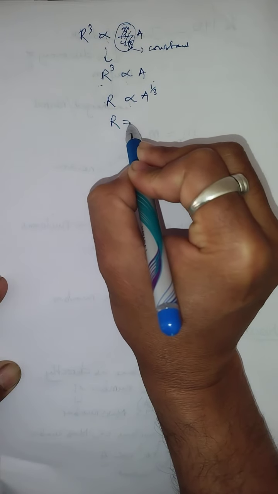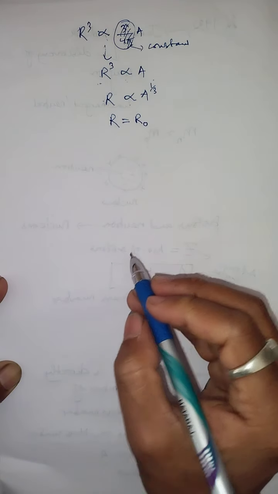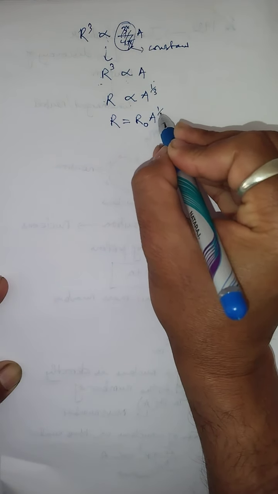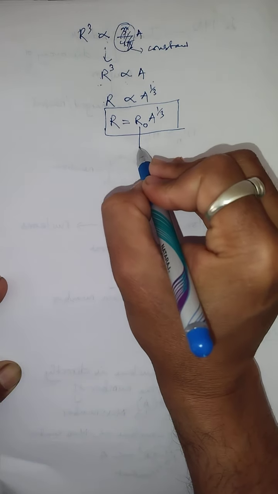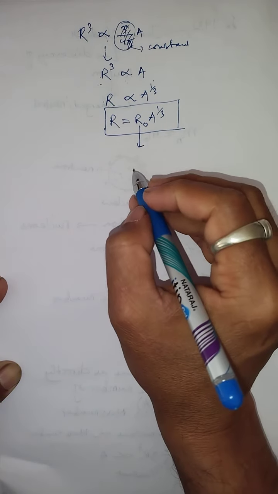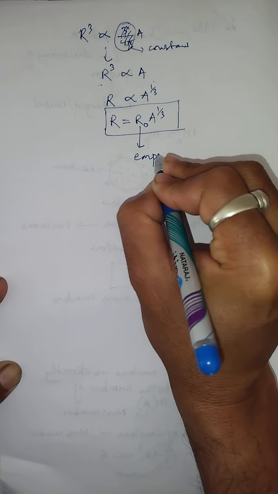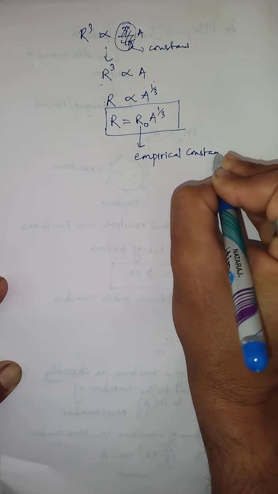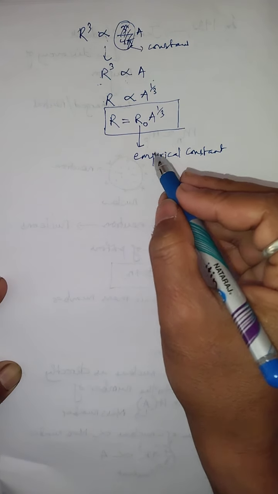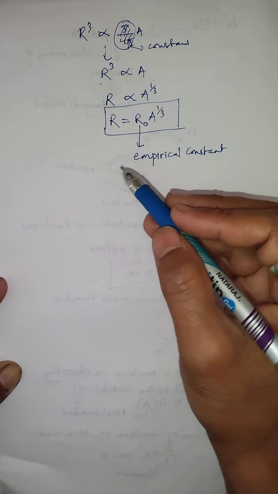And when you remove the proportional sign and put an equals sign, you have to put some constant. We write that constant as R naught, with A to the power 1 by 3. In this relation, R naught is basically a constant, and we also call this constant an empirical constant. Empirical constant means a constant based on experiment. The value of this constant is based on experiment and the size.